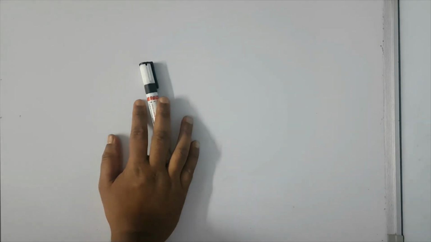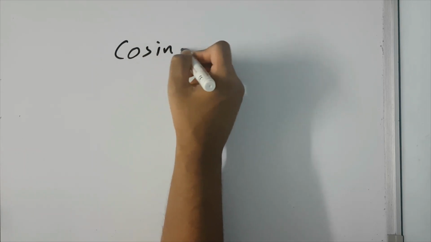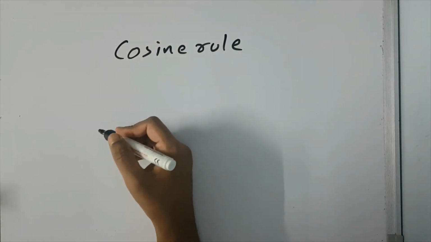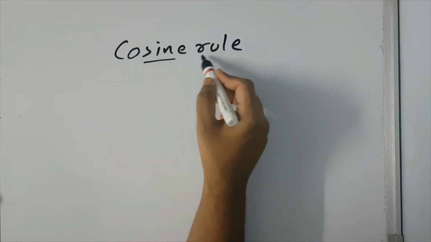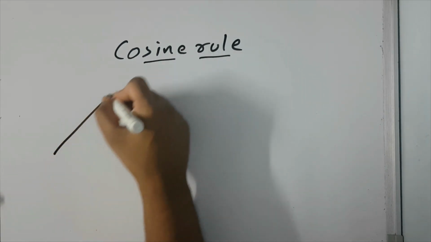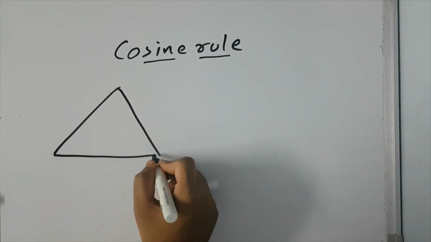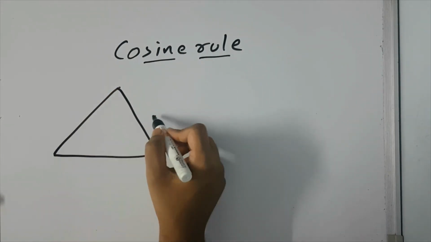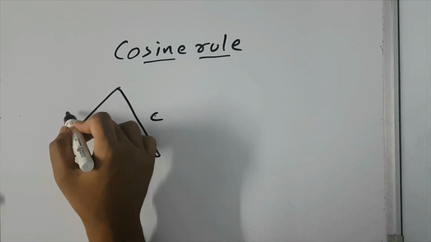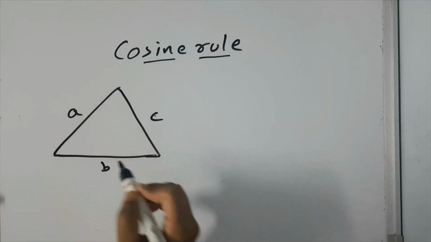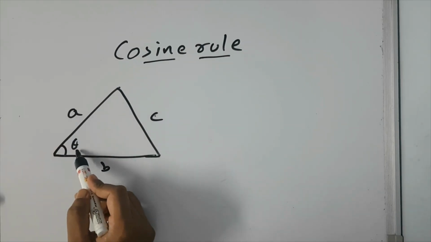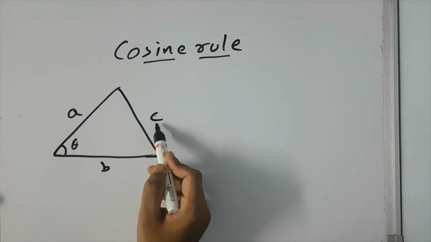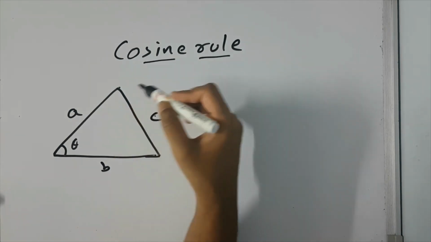So let's look at the next rule, that is the cosine rule. This rule is used to find one side of a triangle. Let's say you're supposed to find the side C. You're given the other two sides and the angle between them, and you're supposed to find this side. Now let's see how we'll do that.